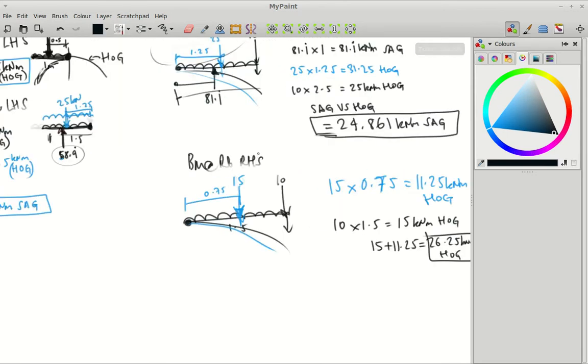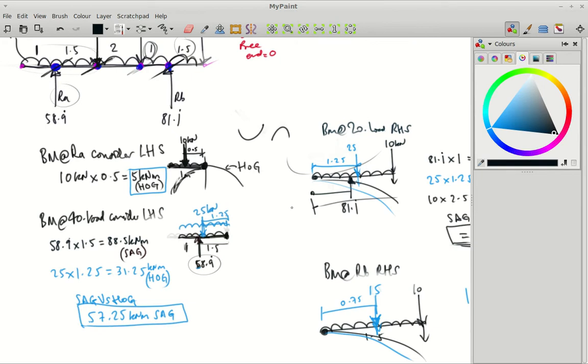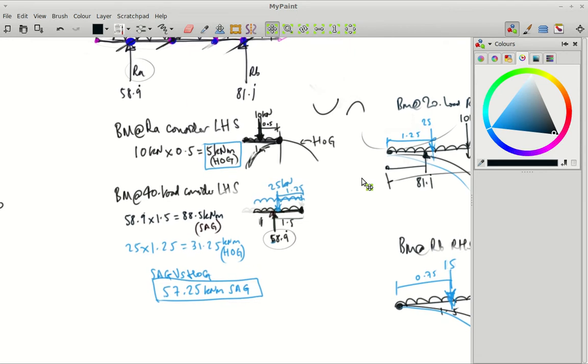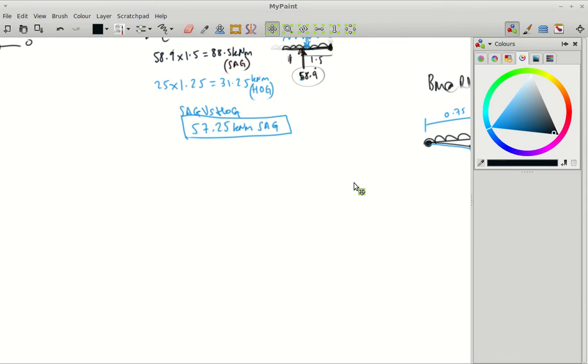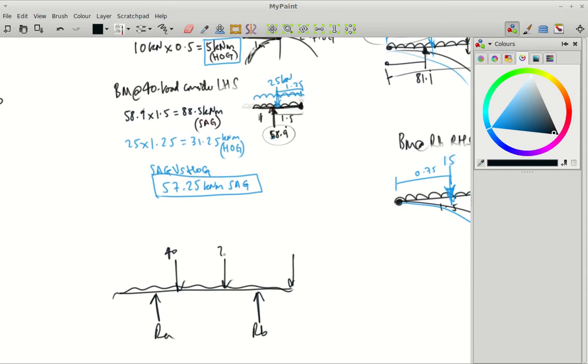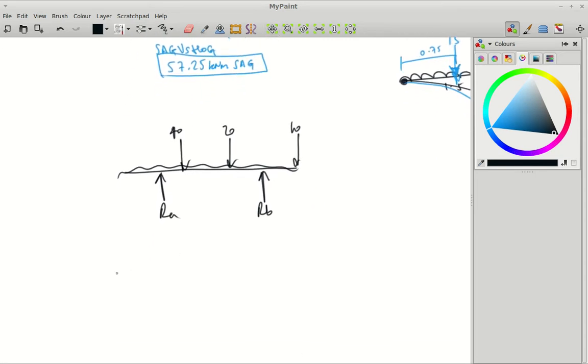For the diagram then, I'll draw it on. Usually you'd draw it lined up. The diagrams are hard to draw because let's just get it drawn again. So that's RA, RB. We had that and that with a UDL across. That was 40, I think. That's 20, and that's 10. Yeah, so drawing on the bending moment diagram.